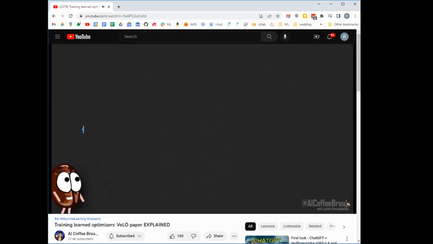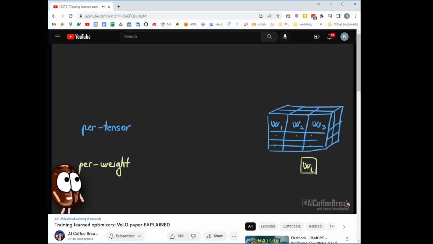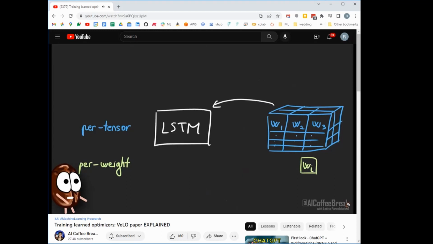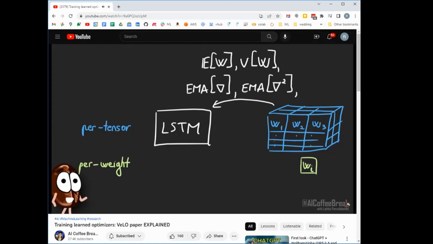The lightweight architecture of VeLO is composed of a per tensor network and a per weight network as follows. The per tensor network is an LSTM which takes information about a parameter tensor. In this way, the authors make sure that when VeLO predicts an update value for each parameter, the update is informed on other weights of the network. As input, the authors use, we cite, the mean and variance of parameter values, the exponential moving averages of the gradient and squared gradient as used in the Adam update.